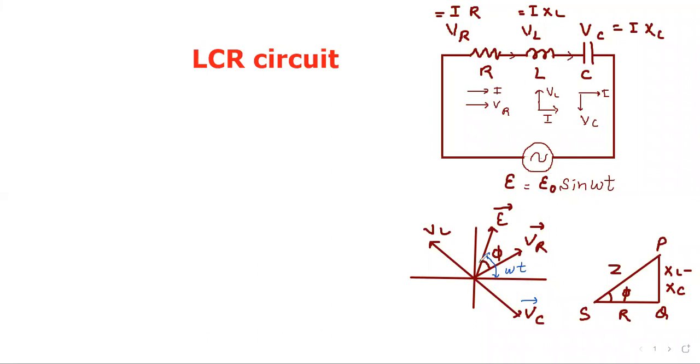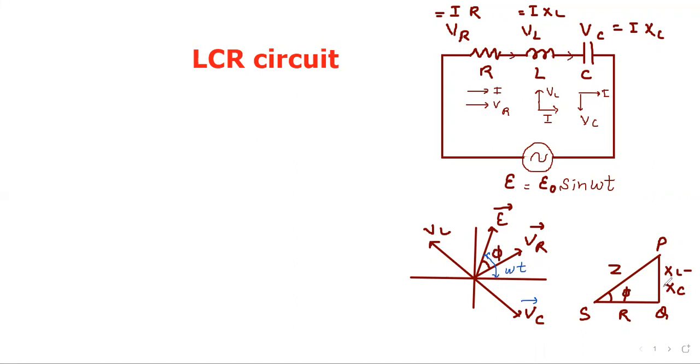Here, the same thing is shown. This is voltage across inductor, this is voltage across capacitor. So if you observe, voltage across inductor is in this direction, voltage across capacitor is in this direction. So the same is shown here. This is voltage across resistor. So net voltage or resulting voltage is like this. This angle is phi, this angle is omega t.